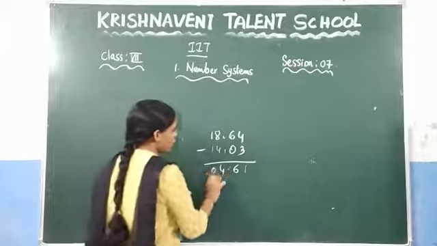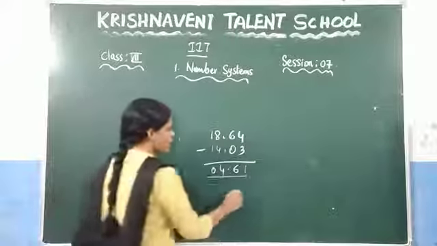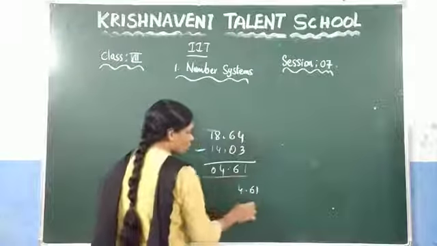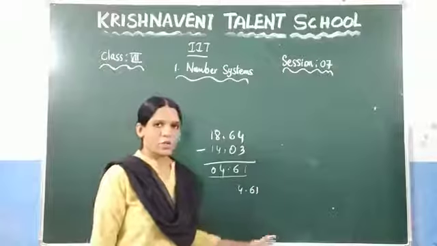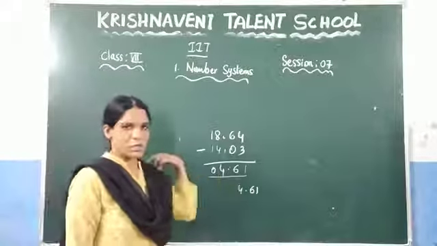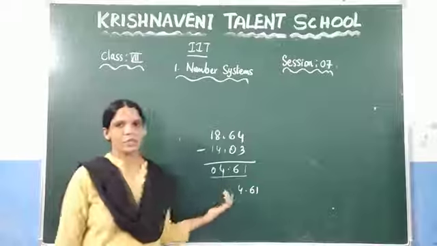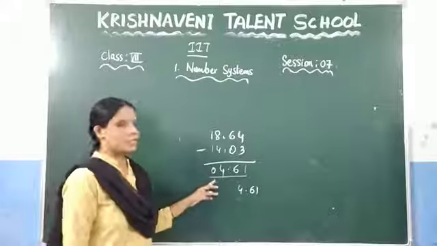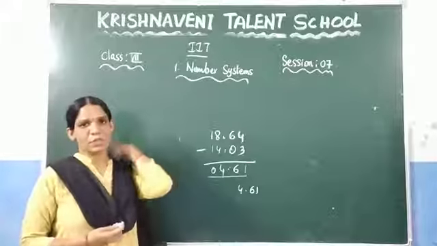So you are getting here 04.61, and this one you can write it as 4.61. Both are same. You can remove that one. 04 or 4 is nothing but the same. Here it is a single digit number. Here also it is a single digit number. If before it 0 is there, there is no need to keep it. So you can write that one as 4.61. It is about the subtraction of the decimal numbers.